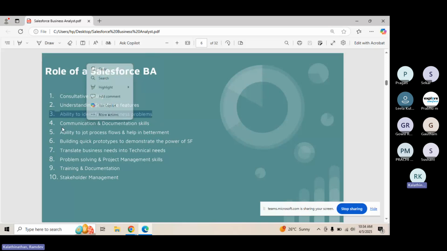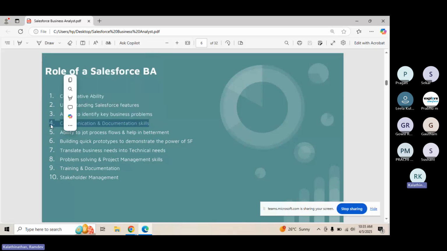And I'm not spending much time on communication and documentation because we already spoke about this in the previous slide, right? Then the next one is the ability to jot down process flows and help in betterment. Now, the very first thing after you talk to a customer, when you speak to them, they'll come and tell you, I have XYZ problem.